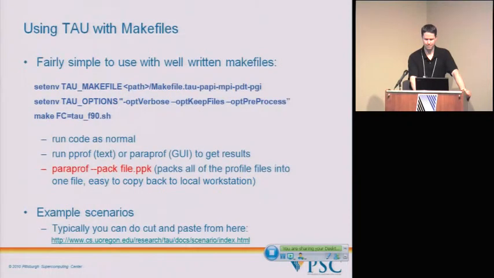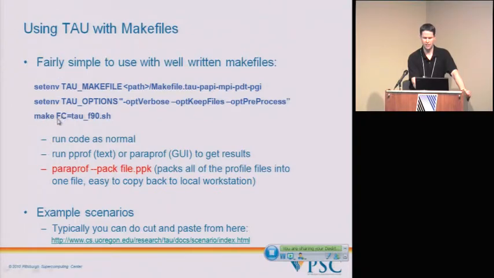Now, if you have a makefile that you want to use Tau with, again, you just set this environment variable to the Tau makefile, which doesn't replace or really have anything to do with your makefile at all. You just need to set that environment variable. You set your options as normal, and then you just call make. And for example, if in make you have the variable FC that points to the compiler you want to use, then you wouldn't even have to modify your makefile.